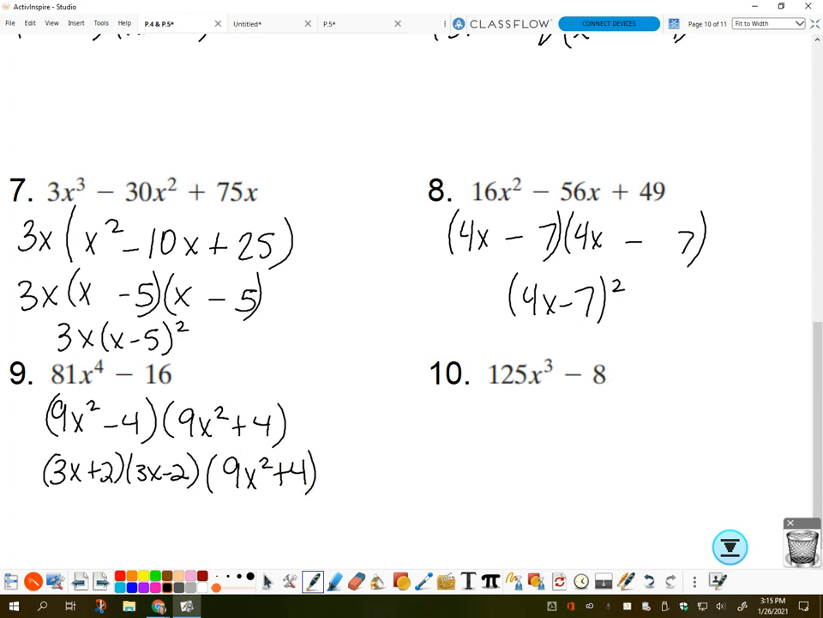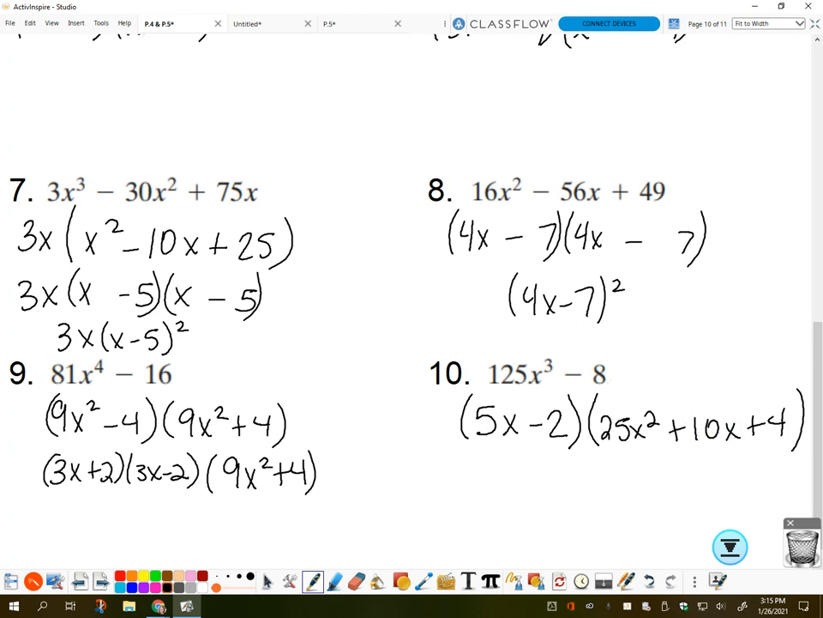All right, last one, you've got 125x to the third minus 8. That's a difference of cubes. Cube root of 125 is 5. Cube root of 8 is 2. So remember, with sum or difference of cubes, you have a binomial and a trinomial. The binomial is just the cube roots. Keep this on. For this trinomial, you're going to look at this guy. Square the front. Square the back. Multiply these together and change the sign.